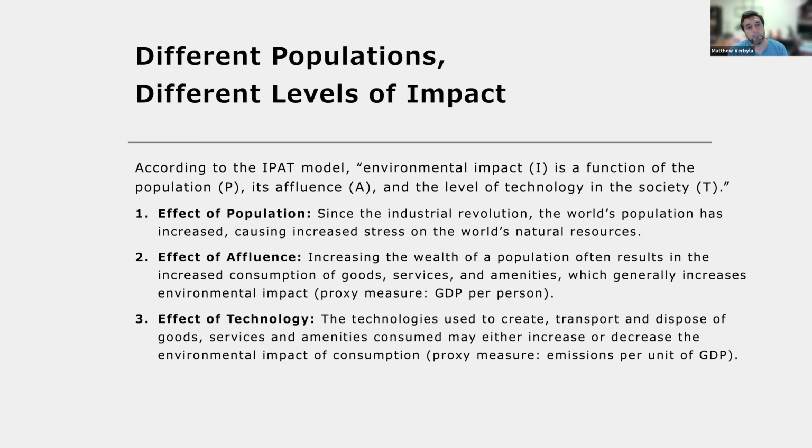Okay, it's important to note that different populations have different levels of environmental impact. And there's a popular model out there called the IPAT model, which basically suggests that the environmental impact, I, is a function of the population, P, the affluence of the population, A, and the level of technology used in the society, T. Right, so what's the effect of population?